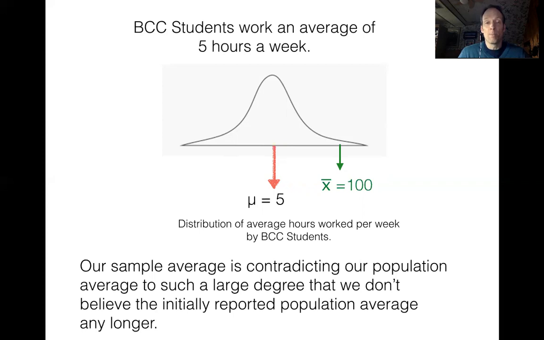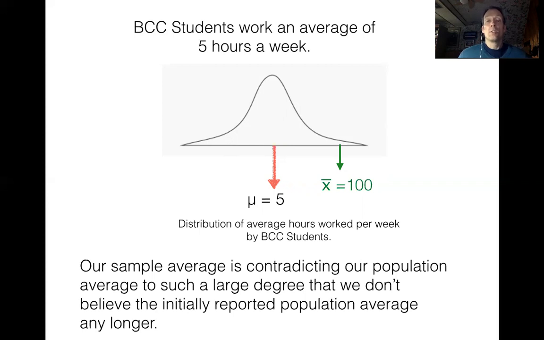Now, how do you know when you're far enough away from mu with your X bar to come out and make the case against H0? That's exactly what we're going to learn in hypothesis testing. We're going to find out how to do analysis using bell curves and everything we know about distributions to make that judgment call.